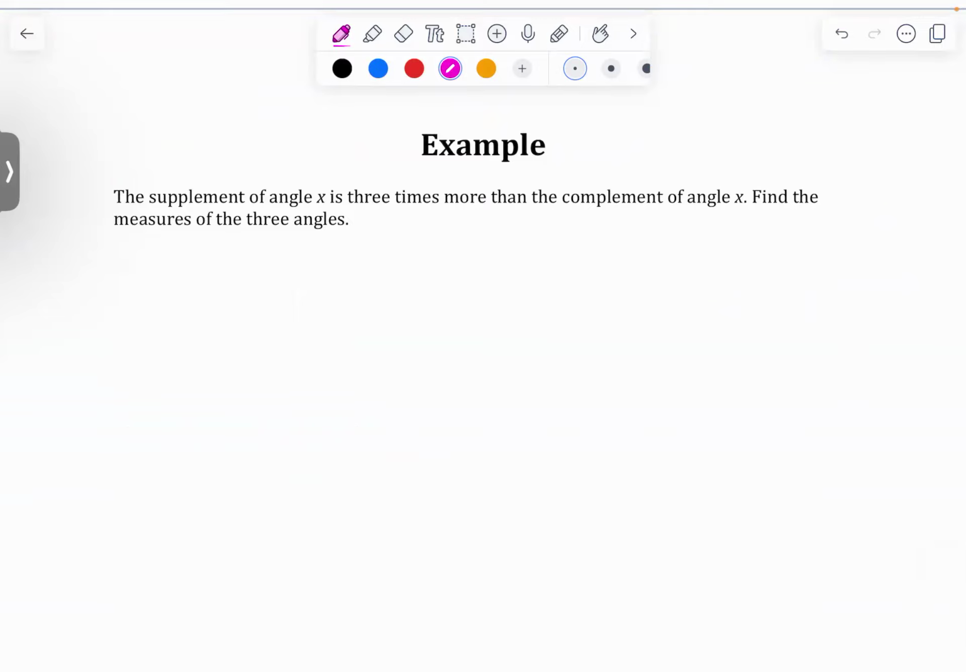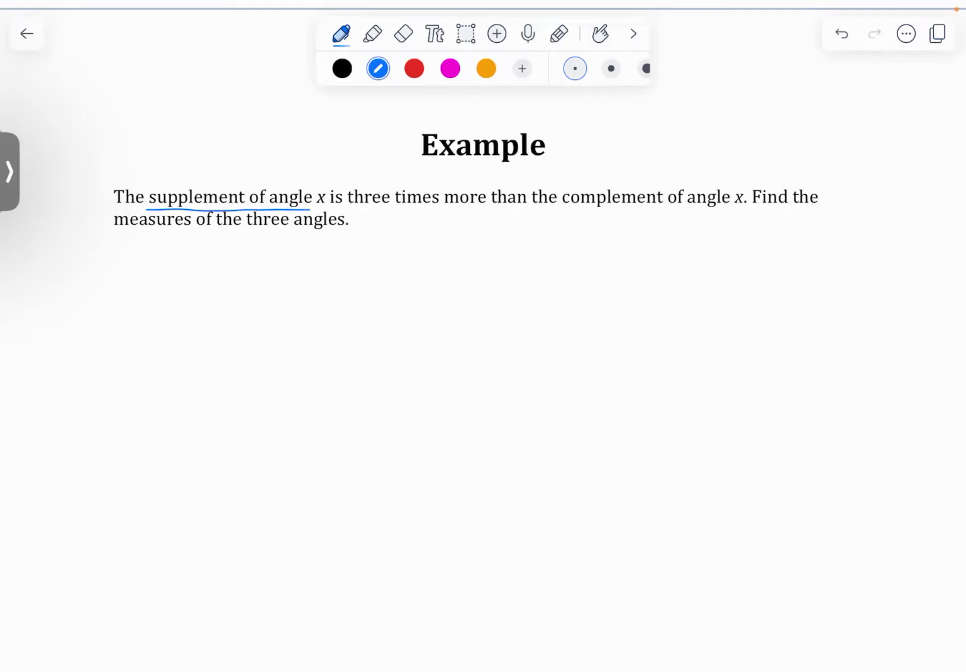So we can solve all kinds of problems with this. The supplement of angle x is 3 times more than the complement of angle x. Find the measures of the three angles. Notice in one sentence, we actually mentioned 3 angles, so it doesn't seem that way. Do this slowly.